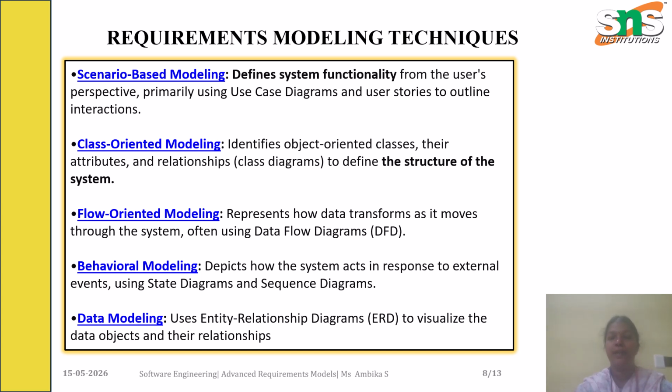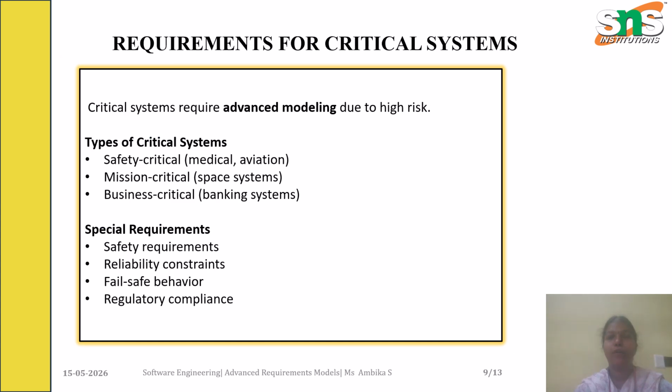Next is flow-oriented modeling. Here it represents how the data is transferred through the system, like using a data flow diagram. Next is behavioral modeling. It describes how the system acts in response to external events, like using state diagrams as well as sequence diagrams. Next one is data modeling. Here it is done using entity relationship diagrams to visualize the data objects and also the relationships between the data objects.